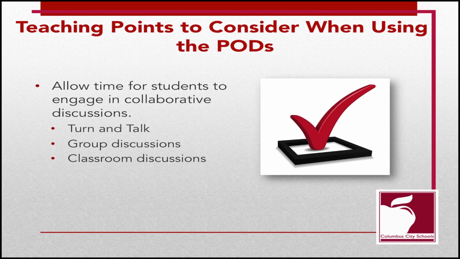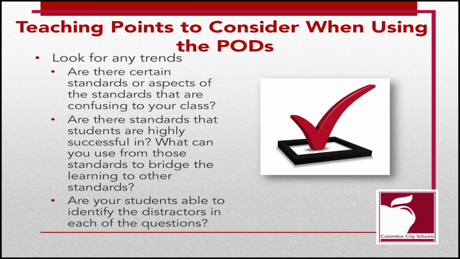Allow time for students to engage in collaborative discussions. Use strategies like turn and talk, small group discussions, and large classroom discussions. Look for any trends. Are there certain standards or aspects of the standards that are confusing to your class? Are there standards that students are highly successful in? What can you use from those standards to bridge the learning to other standards?